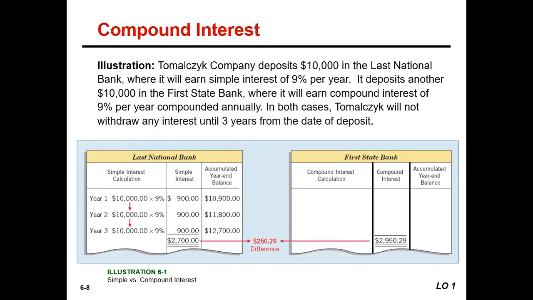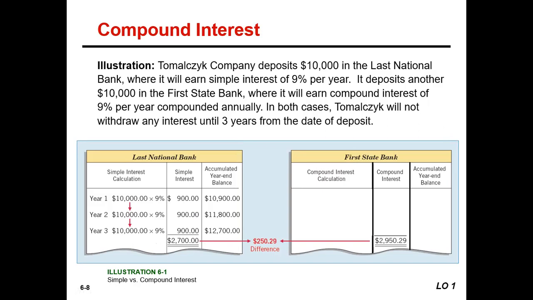All right, so here's our example of that. It says, and I do not know how to pronounce this, Tomalizik company deposits $10,000 in the Last National Bank, where it will earn simple interest of 9% per year. It deposits another $10,000 in the First State Bank, where it will earn compound interest of 9% per year, compounded annually. In both cases, Tomalizik will not withdraw any interest until 3 years from the date of the deposit. Okay, so what's it going to be worth based on the different banks? Last National Bank, where it's simple interest, it's going to earn $2,700, right? Taking that $10,000 times 9% gets $900 a year. So $2,700 is the interest.